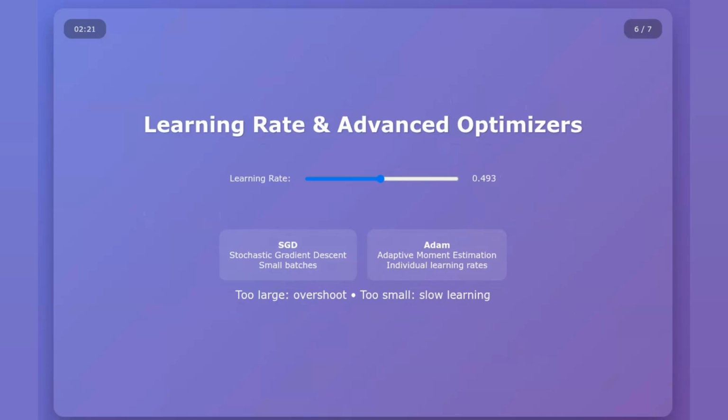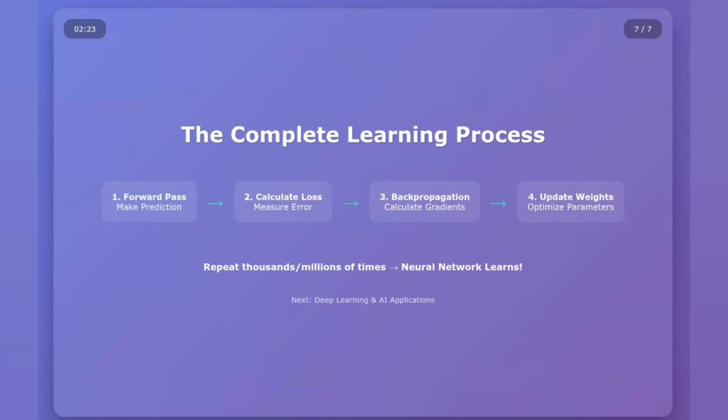This iterative process of forward propagation, making a prediction, calculating loss, backpropagation, calculating gradients, and weight updates using an optimizer is repeated thousands, sometimes millions of times across epochs, until the network's performance converges and the loss is minimized. This is how neural networks learn from data, making them incredibly powerful tools. Up next, we'll see how deep learning connects with other areas of AI.